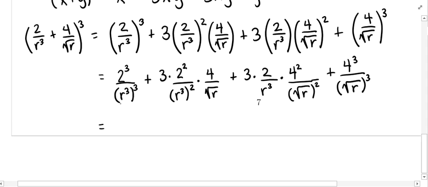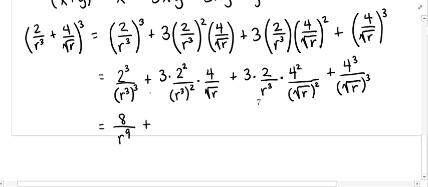So going back to the first term, 2 cubed is 8. And then we have r cubed cubed. So you have a power raised to a power. You're going to multiply the exponents. So the first term is going to be 8 over r to the 9th power.